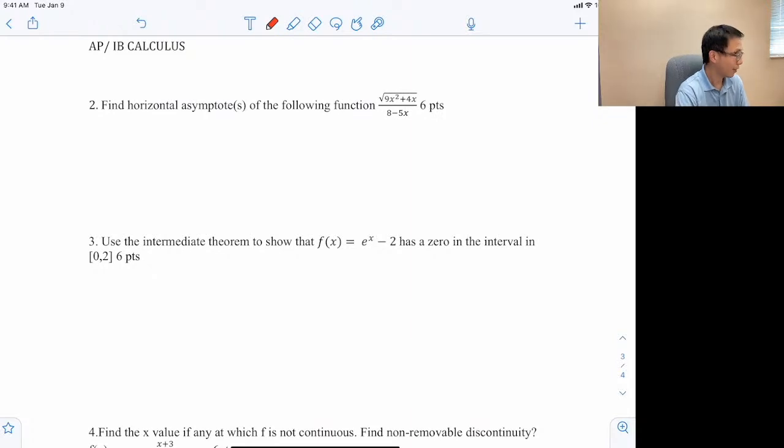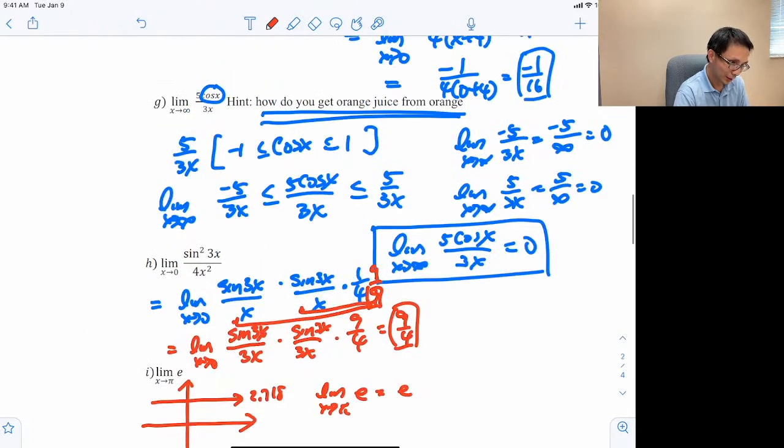Mr. Ye, for H, why would you do 1 over 4 and why not 1 over 16? Because it's squared.